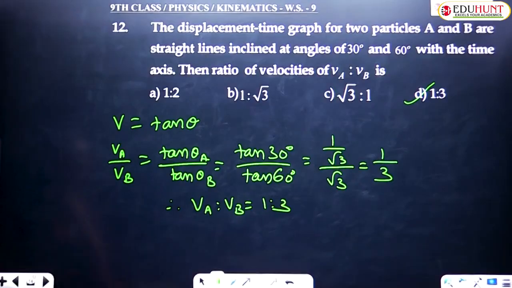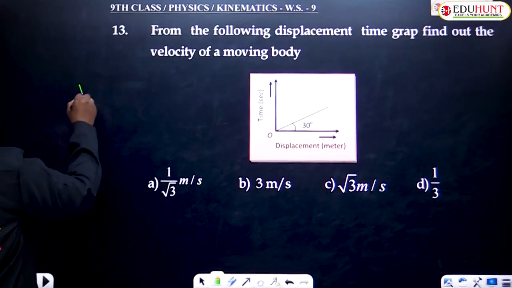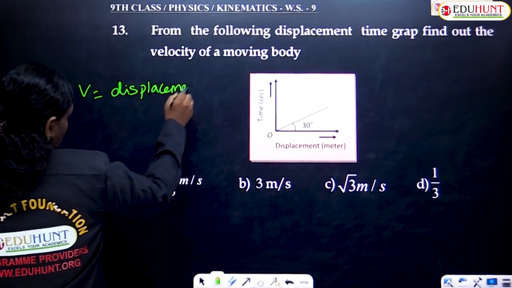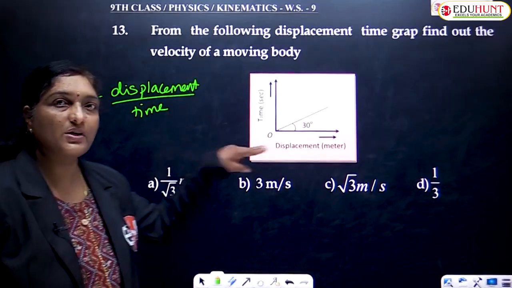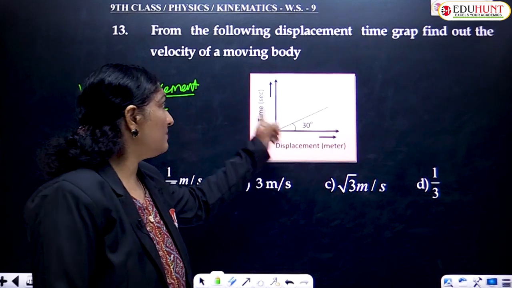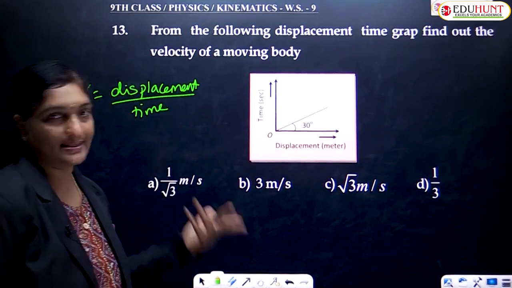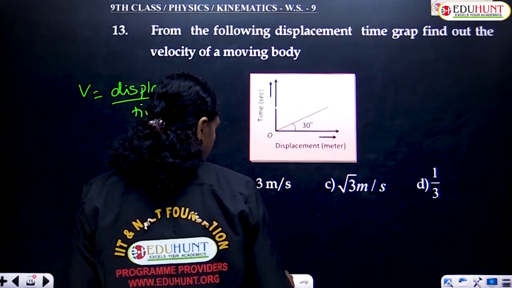Okay children, so slopes. Next, from the following displacement-time graph, find the velocity of a moving body. Calculate, children. We know the formula for velocity: velocity equals displacement by time. Generally all people will make the same mistake, children. First of all, observe the graph carefully. Here displacement is taken on the x-axis and time is given on the y-axis. But I said that displacement should be taken on the y-axis. So let us change the curve. Let me plot a straight line here.